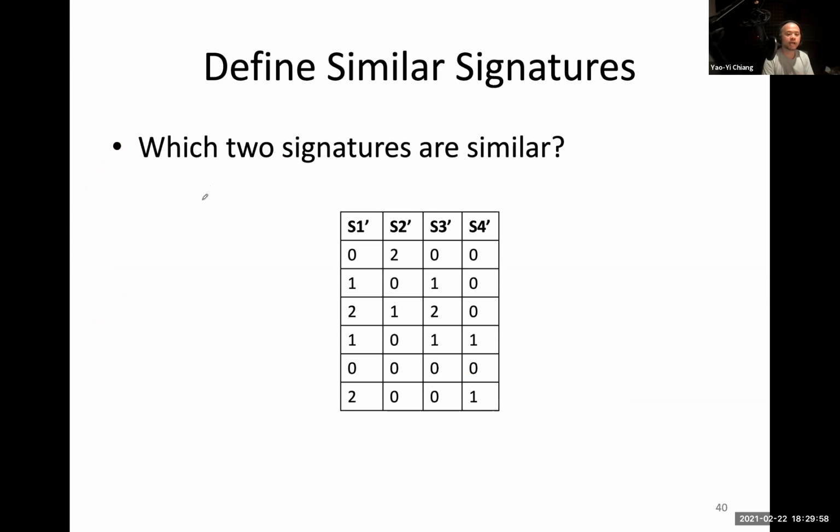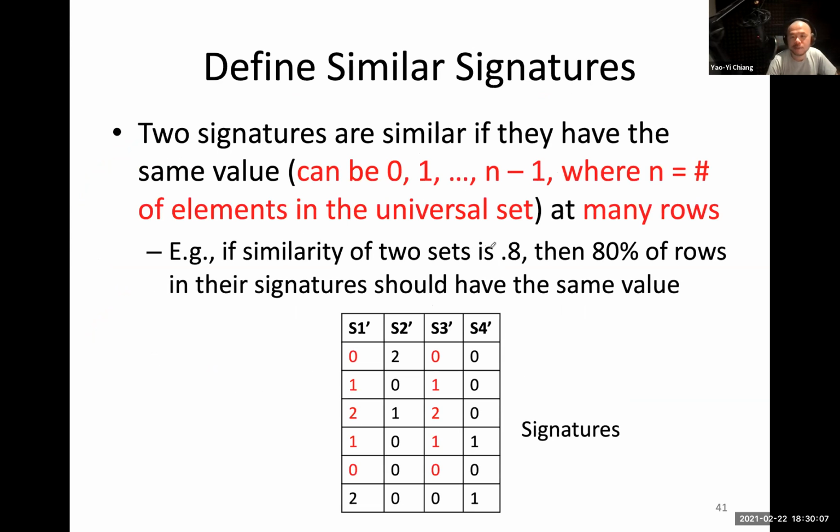Well, if you look at this table and ask yourself which two signatures are similar, we will say S1 and S3 are similar because they have the same value at many places, all these red places. Cool. What does it mean then? This means we can have a general statement about signature similarity. We say two signatures are similar if they have the same value at many rows.